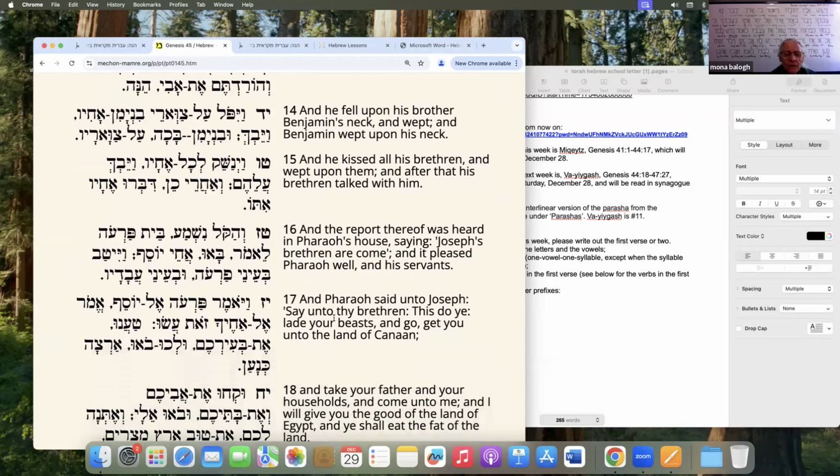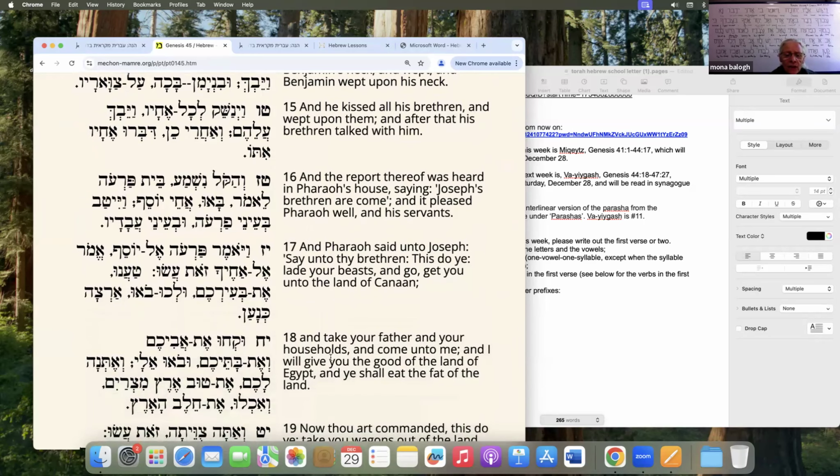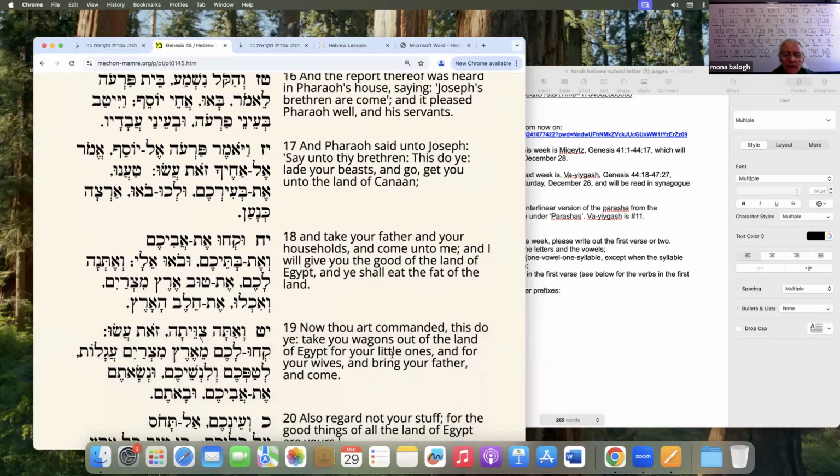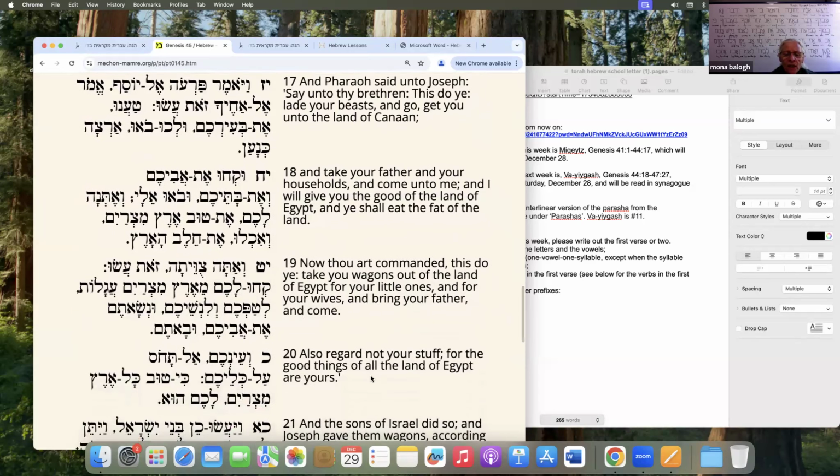And Pharaoh said to Joseph, say to your brethren, this you do, load your beasts and go get into the land of Canaan and take your father and your households and come to me, and I will give you the good of the land of Egypt, and you shall eat the fat of the land. Now you are commanded, this do you, take you wagons out of the land of Egypt for your little ones and for your wives, and bring your father and come. Also regard not your stuff.